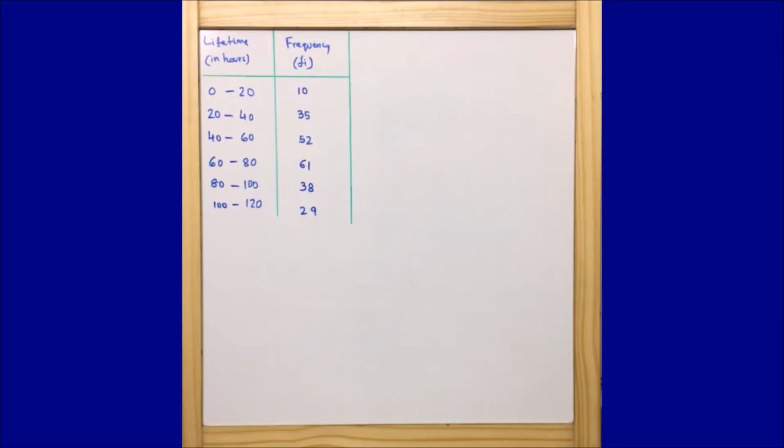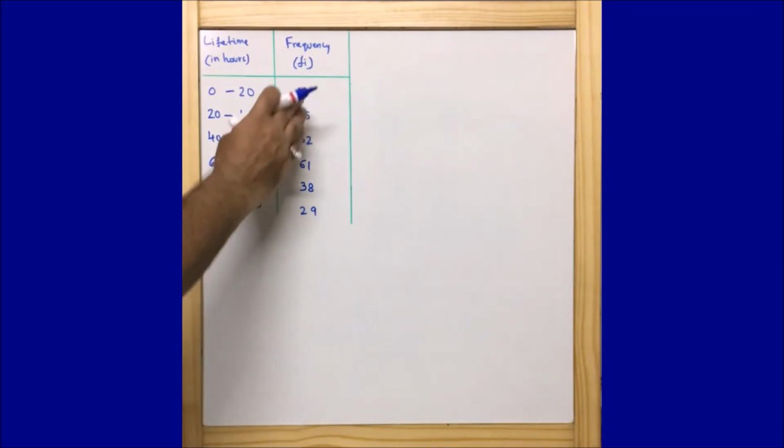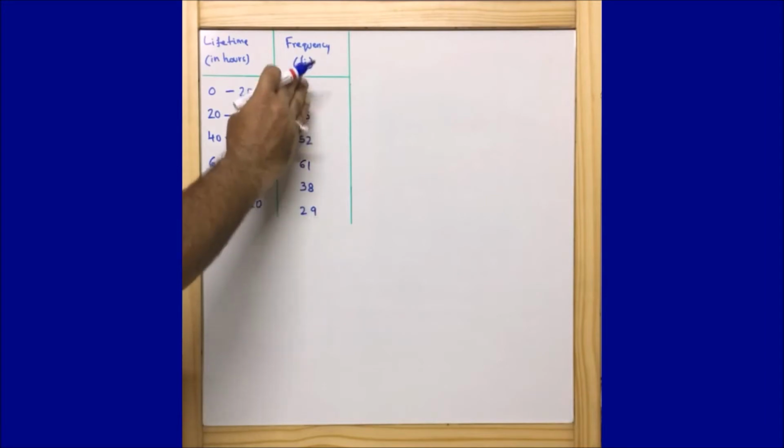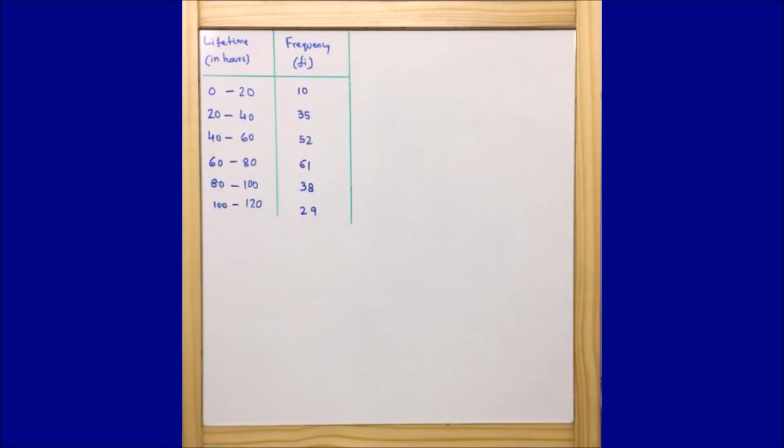They are telling that there are altogether 225 components, but here the sum of Fi we don't require. So let us find out the mode, because the question asked us to determine the modal lifetime of the components. Let us first of all put down the data.